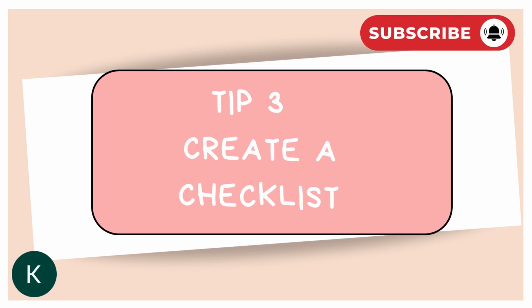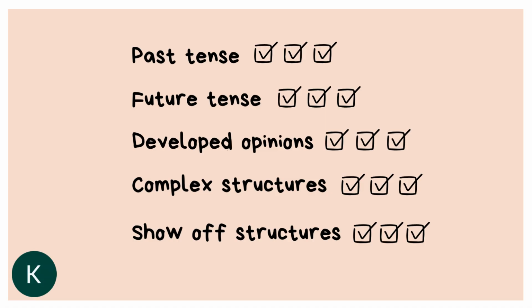Tip 3. Create a checklist. So what I always ask my GCSE students to do is before they're about to start their 90-word piece of writing, I get them to just create this little checklist. And as you can see, these 5 things are really important if you think about what we've just discussed in the mark scheme. So we've got past tense, future tense, developed opinions, complex structures, and I like to add show-off structures as well. As you can see, I get them to write or just draw out 3 boxes next to each of these key elements.